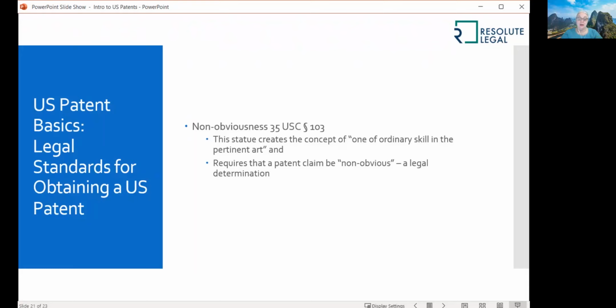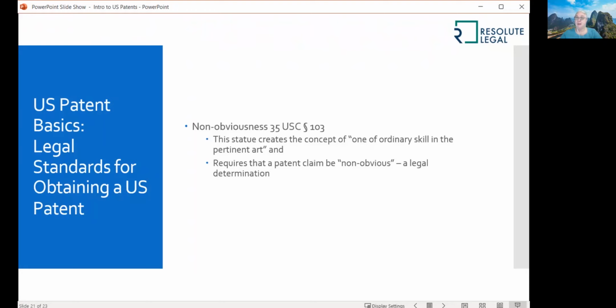And then we ask the question, would that difference have been obvious to one of ordinary skill in the art? And we ask that question in terms of combining various pieces of prior art to result at what has been done. So this is where the majority of patent prosecution comes into play, is the arguments.